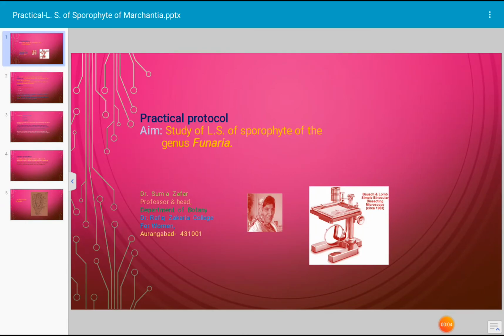Today's topic for discussion is a practical protocol of bryophytes, and today's practical for discussion is the study of a longitudinal section of sporophytes of the genus Funaria. Funaria is a bryophytic plant. Let us see how to do the practical of longitudinal section of Funaria.